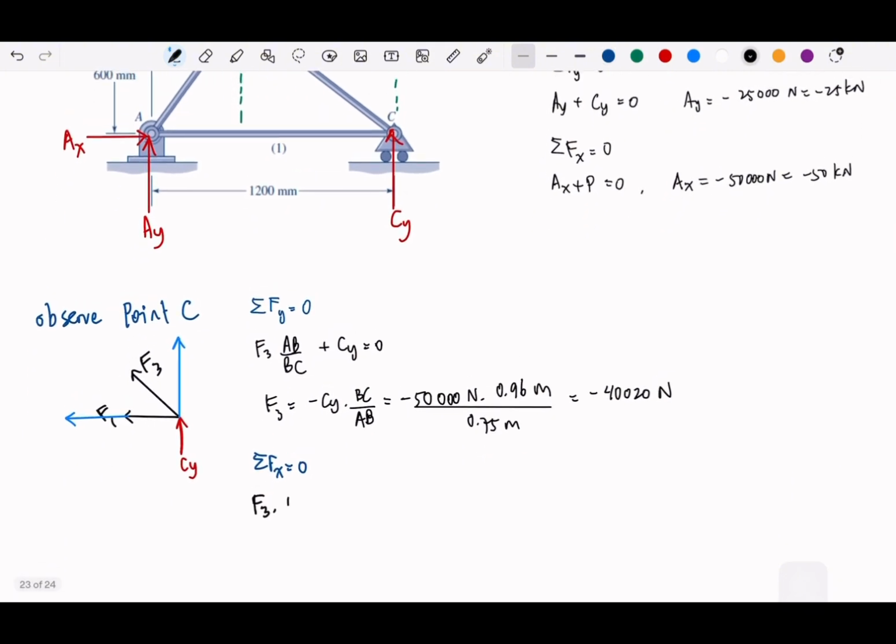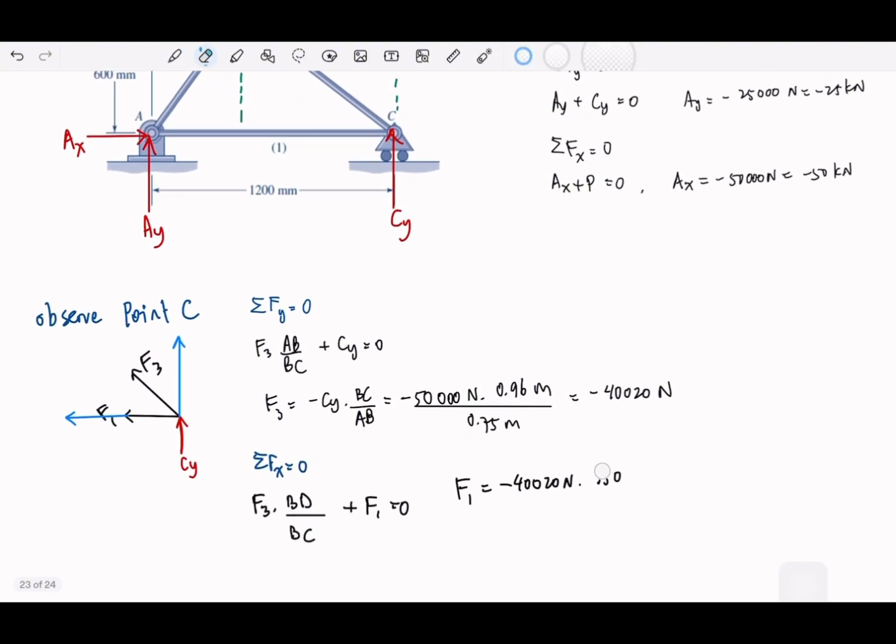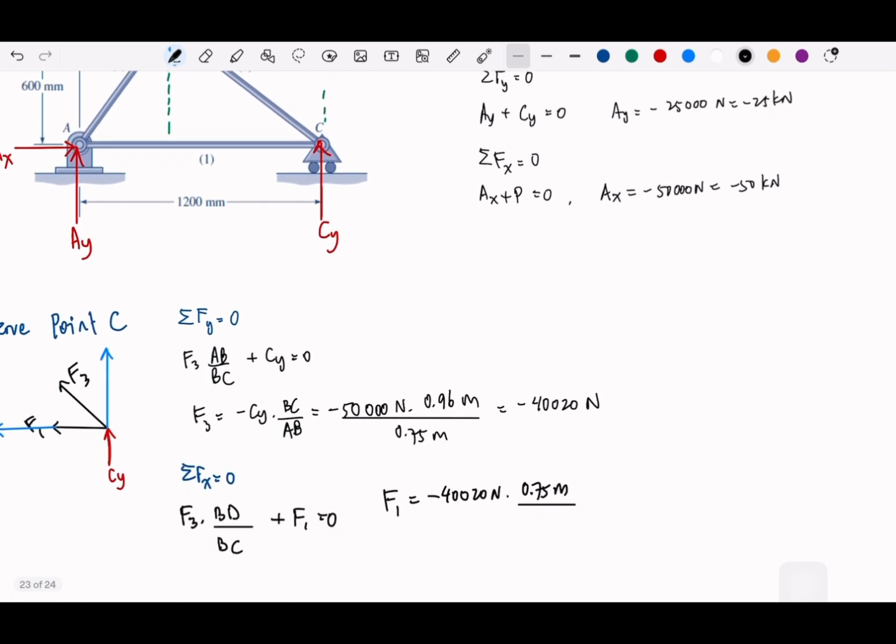So F3 BD and then BC and then plus F1 is 0. So we get F1 is negative 4020 and then BD 750, or 0.75. I will write in meter. And then BC is 0.96.